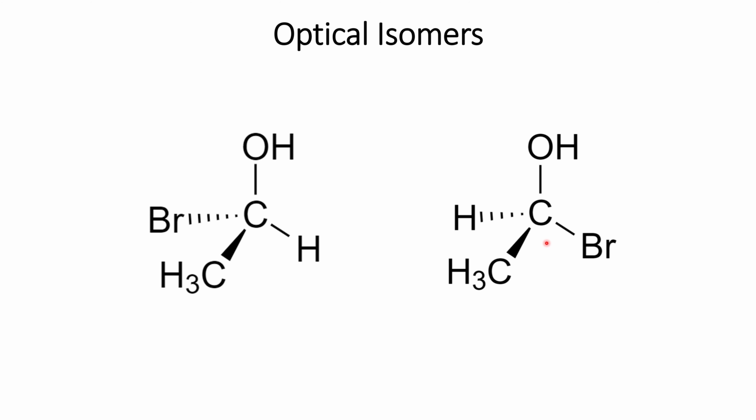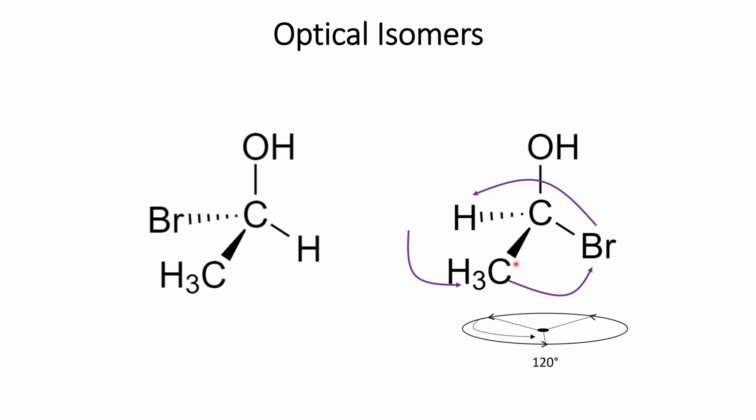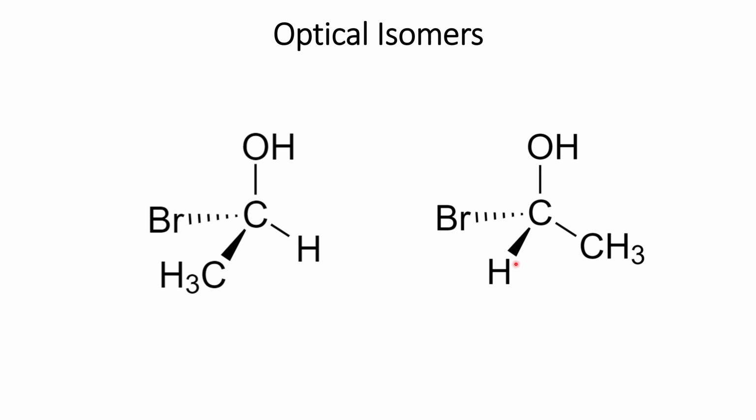You can see after that 120-degree axial rotation that the 2 compounds are still not the same. There's no way I could overlay these 2 structures so all of the atoms land in the same places. Let's try and rotate it 120 degrees again. Well, it's looking more similar because the bromo groups are in the same place, but you can see that the hydrogen and the methyl groups are switched around, so it's still not the same.